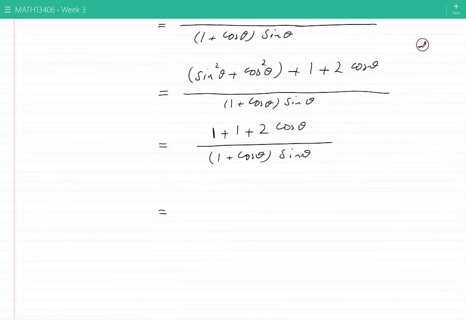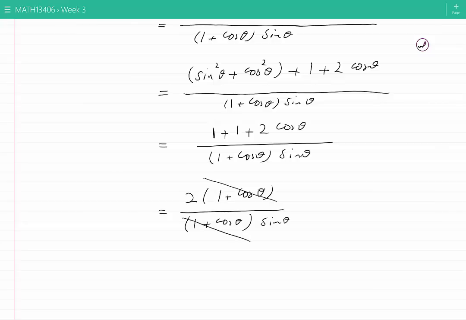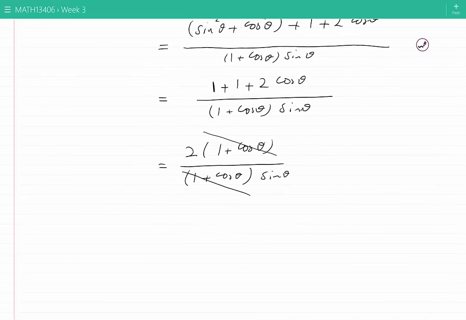I can add the ones to get 2, and then I can factor the 2, and I will have 2 times 1 plus cos theta. In the denominator I still have 1 plus cos theta times sine theta. I can now cancel 1 plus cos theta from the numerator and the denominator, and I would get 2 over sine theta, which is equal to 2 cosecant of theta, which is the left hand side. Therefore we have proved the identity in part A.